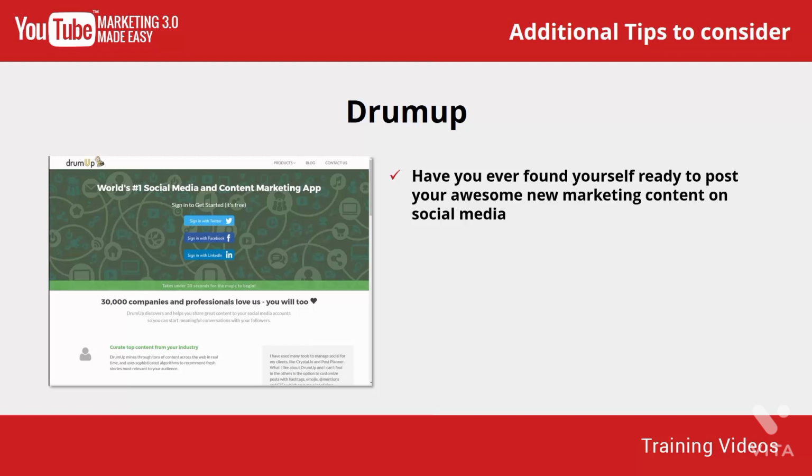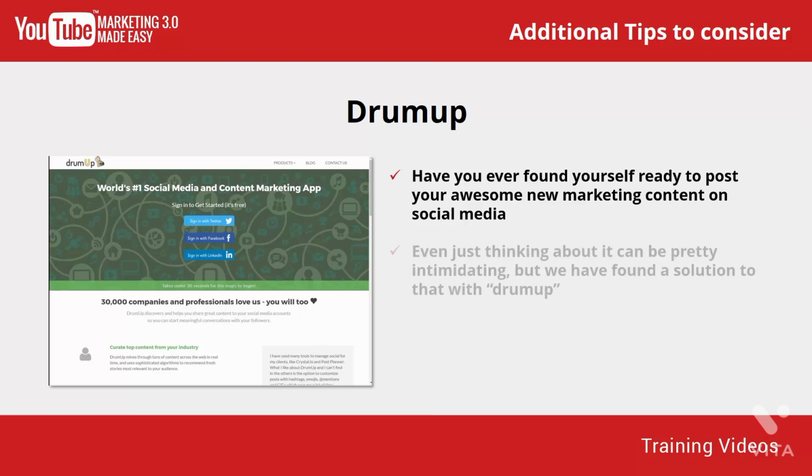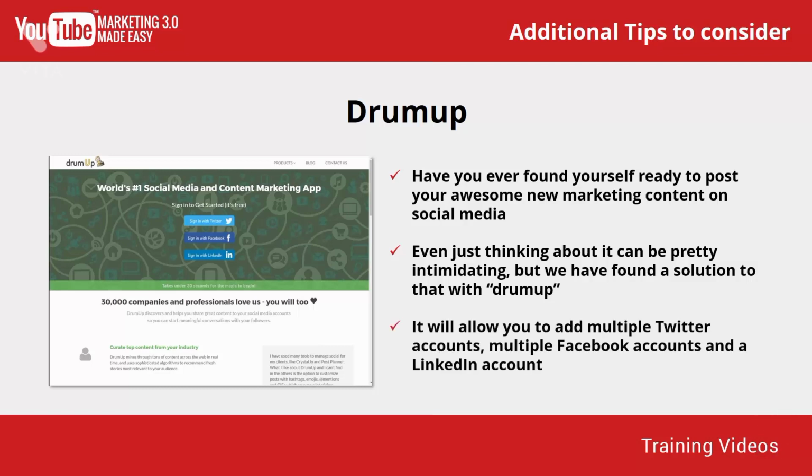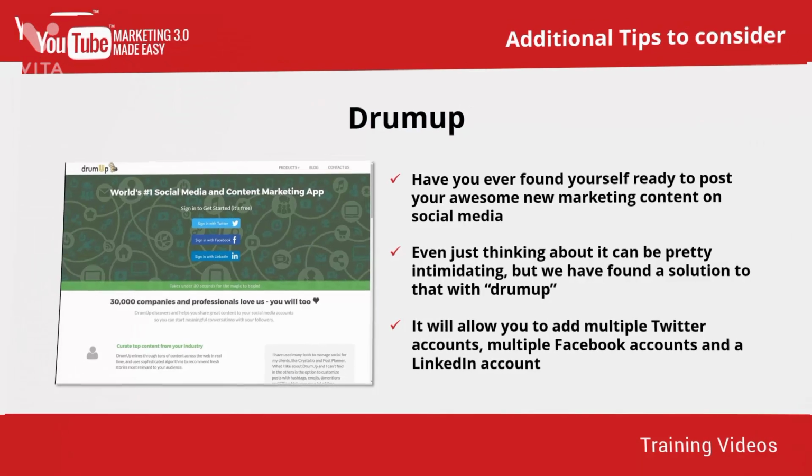DrumUp. Have you ever found yourself ready to post your awesome new marketing content on social media, and then you realize the enormous and time-consuming effort that you will have to put in towards posting it on each one of your social media channels? Even just thinking about it can be pretty intimidating, but we have found a solution to that with DrumUp, a social media automation tool that you can use to schedule your new videos to be promoted on your social media channels with a few clicks of your mouse. It will allow you to add multiple Twitter accounts, multiple Facebook accounts, and a LinkedIn account, and then to promote your marketing videos more effectively through its one-click schedule feature.